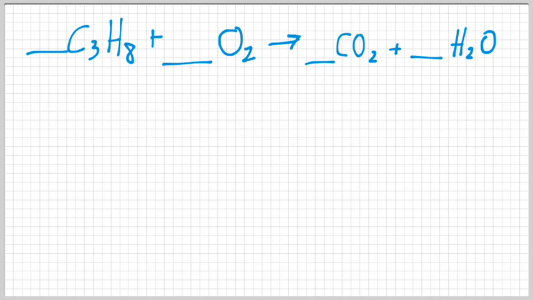Hey there, Mr. Thompson here with a very quick example of a problem where we're going to balance some chemical equations. Okay, so we have this problem here: C3H8 plus O2 yields CO2 plus H2O.